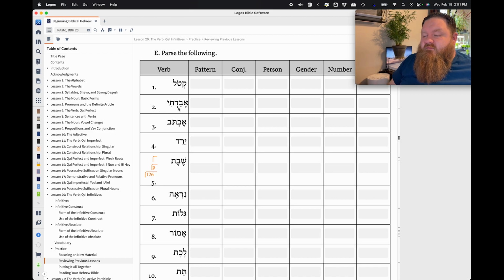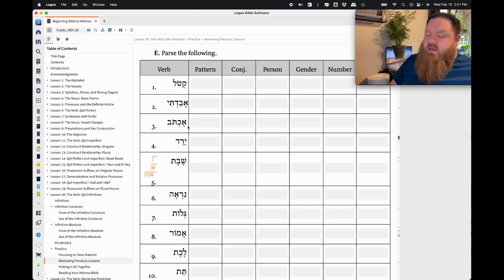Number 2, we've got avadti. So here, the first thing I notice is actually the vowel pattern, kametz patach. That is just screaming to me Qal Perfect. And then once I'm thinking Qal Perfect, the T suffix jumps out pretty well also. So T is 1CS, so this is going to be Qal Perfect 1CS of avad. This would mean I served.